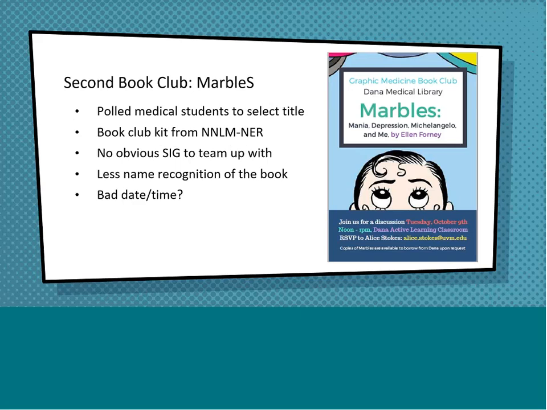Coming in a close second was The Bad Doctor. And then after that, quite a bit behind, were Rosalie Lightning, Pedro and Me, and Can't We Talk About Something More Pleasant. All of these books are available from the NER as book kits, and I was really counting on using the book club kit to supplement our collection, so that's why we stuck to those titles. Marbles was the winner, and I was really excited about that because it's a really engaging book, and I found it really interesting, and I really thought it would attract participants. However, I didn't find a student interest group to team up with on this one.